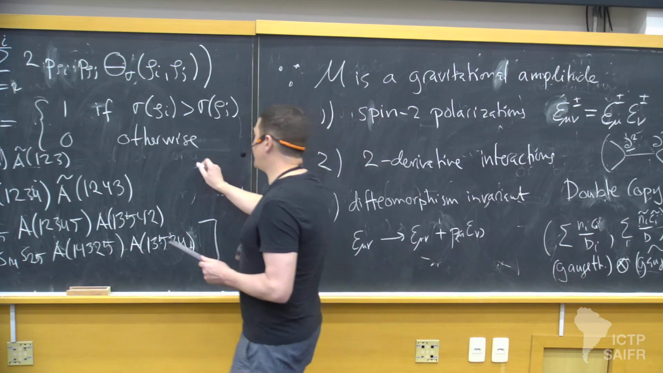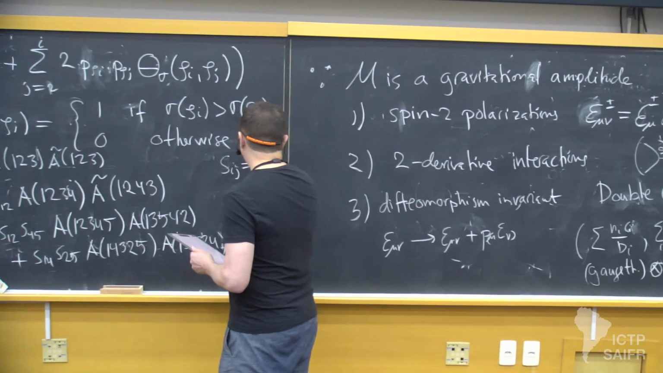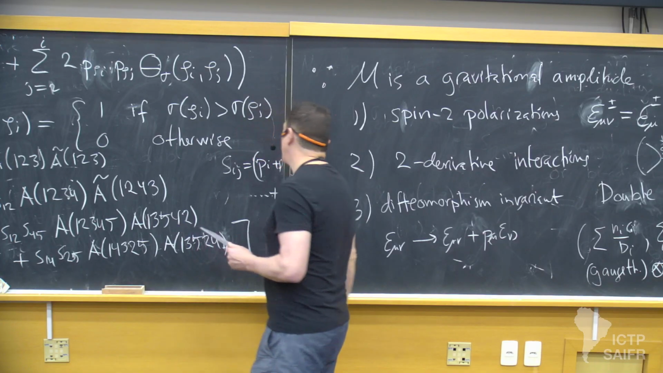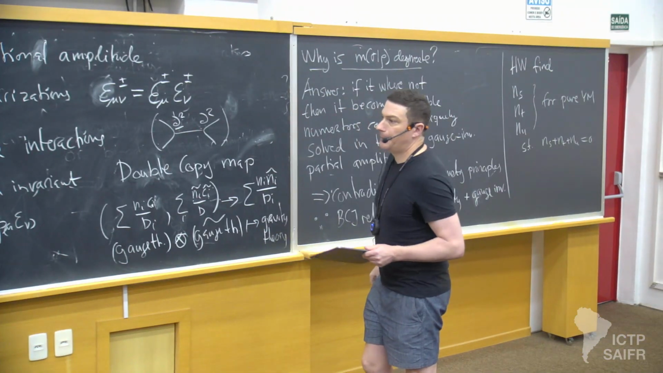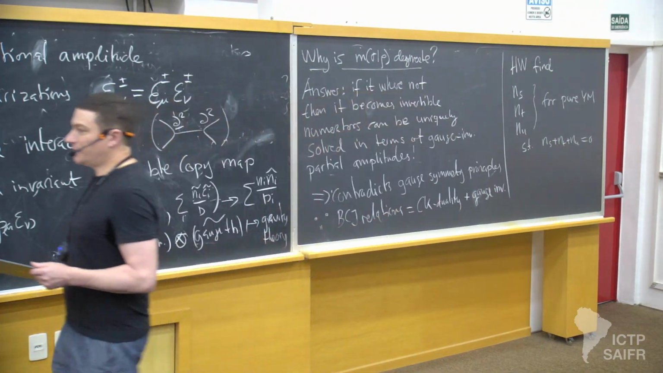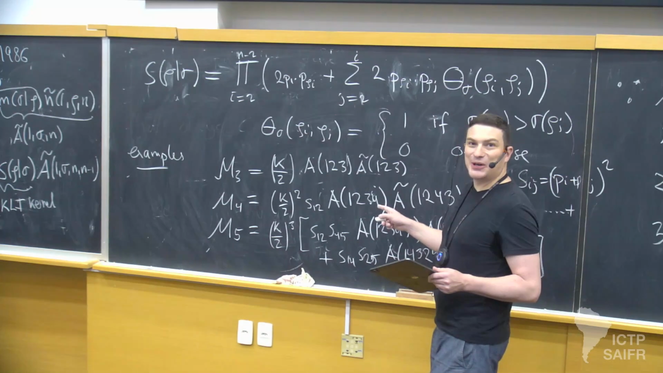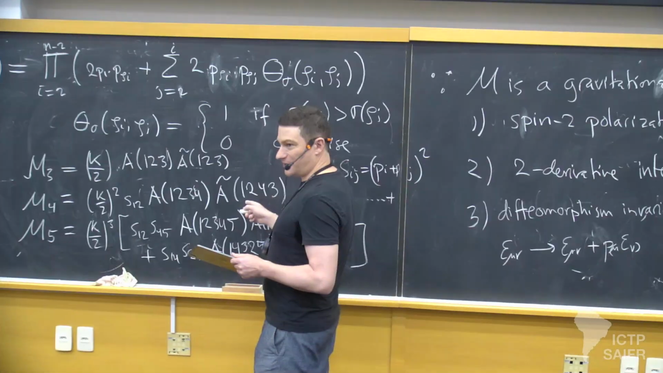And these S_ij are just the Mandelstam terms. S_ij is p_i plus p_j squared. Generalized Mandelstam variables. So that's a very nice exercise, but I don't think I'm going to assign it as a homework unless you really want to do it. But let me mention it.